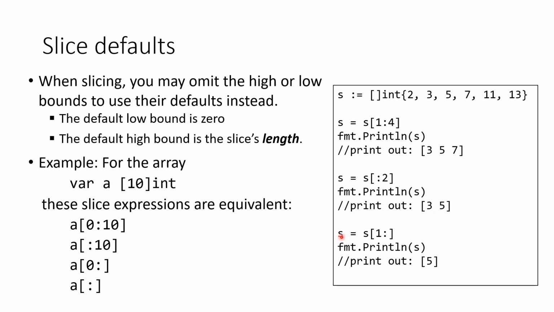And now when we slice S again from 1, and we omit the high bound, it's the same as slicing the slice S from index 1 up to the end of the slice. And so it includes only the last element here, which is 5.